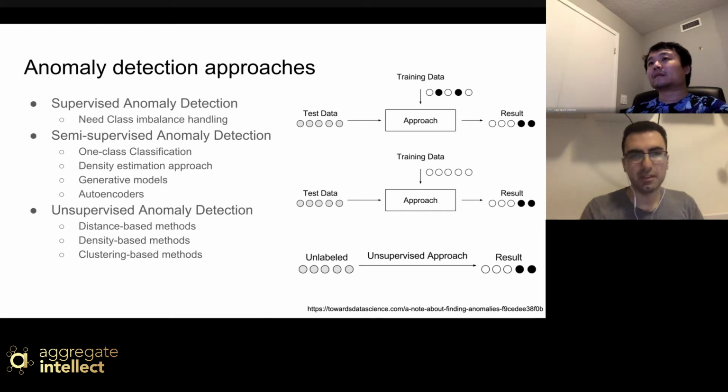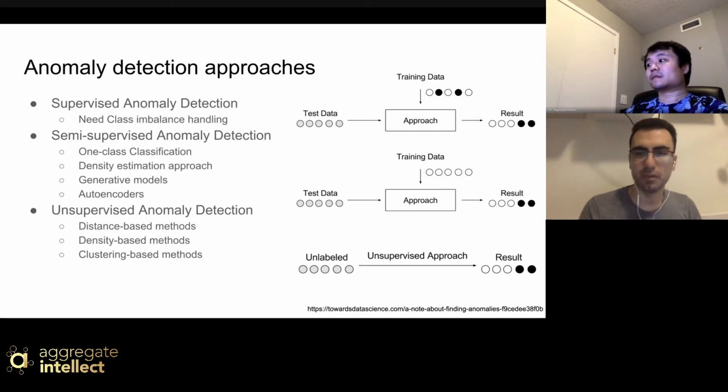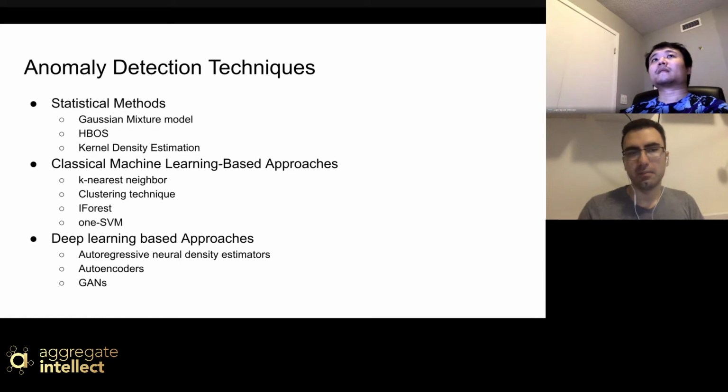In this section, something you should remember is that all the models were either supervised, semi-supervised, or unsupervised. So I'm going to repeat all these concepts again. What we're going to discuss today will be mainly semi-supervised and unsupervised ones. And today, as I said, is going to be about classical machine learning based approaches.